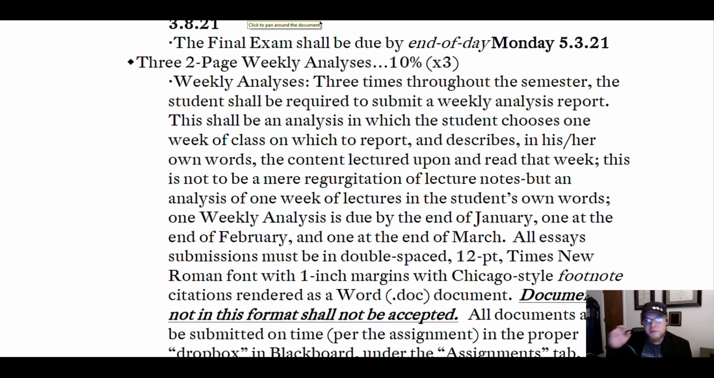3 times throughout the semester, you're going to submit what I call a weekly analysis report. You take roughly a week's worth of class, but it doesn't need to be a week. You don't need to pick a week. I think that's a good framework. But what you can do is take a topic and in 2 pages, just write about it in your own words. Here's what we talked about in class. Here's my take on it. Here's what we did, and here's what I think about it.